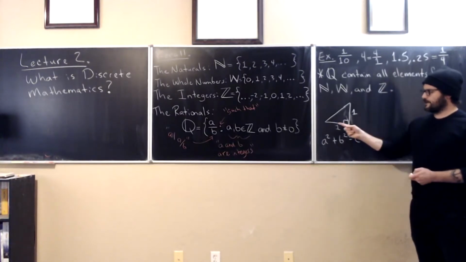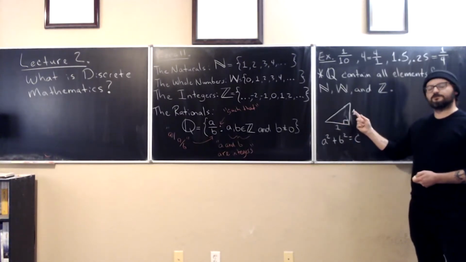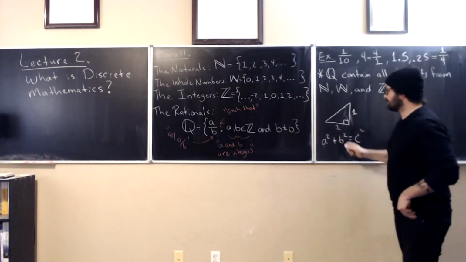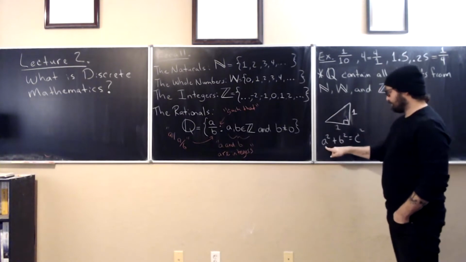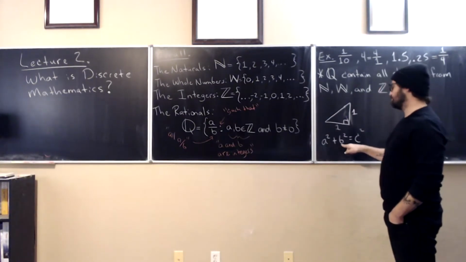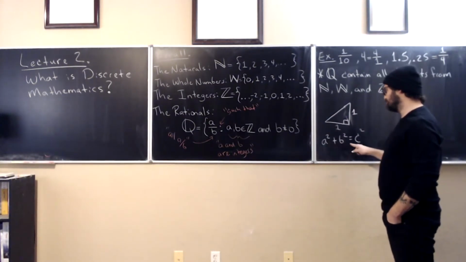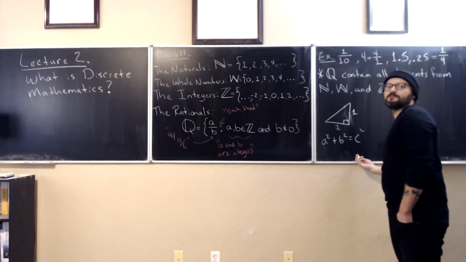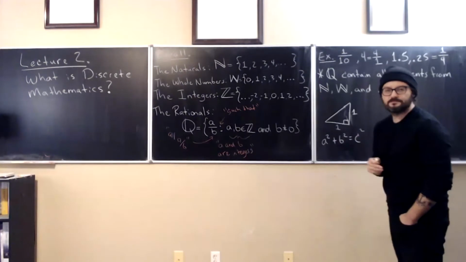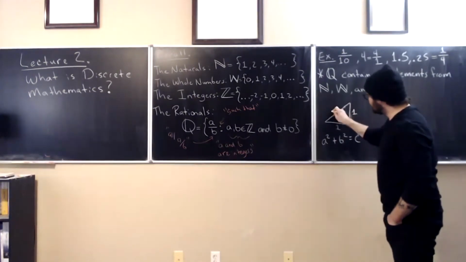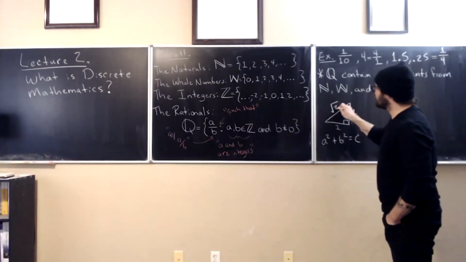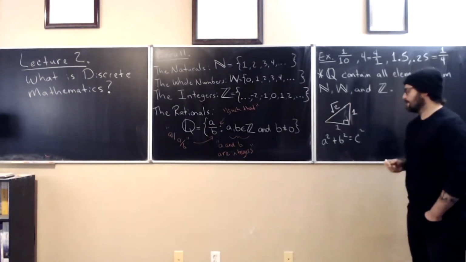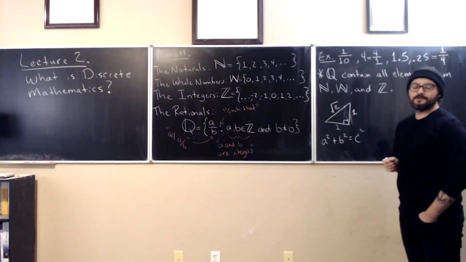So if that side has length 1 and that side has length 1, what is the length of the hypotenuse of that triangle? Well, we have 1 squared, which is 1, plus 1 squared, which is 1. So this is going to be 2. 2 is equal to c squared. C must be equal to the square root of 2. This right here has to have length square root 2. This is a problem.